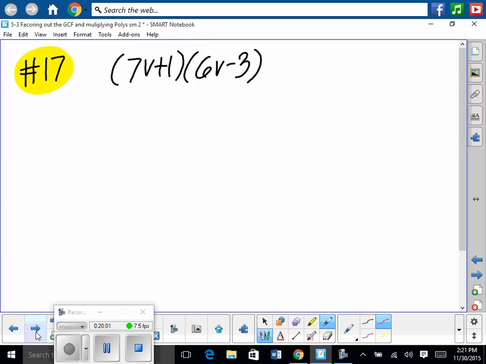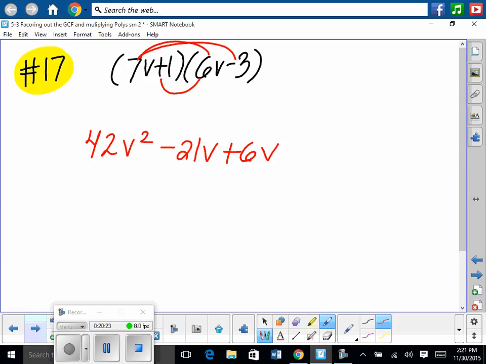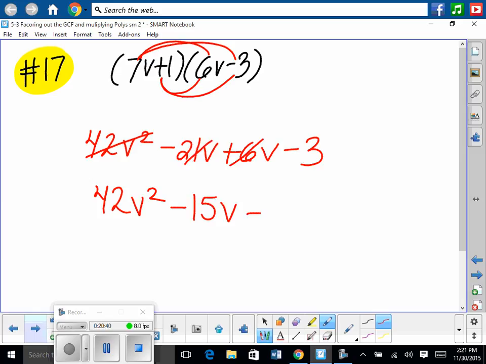Okay, I'm going to do number 17 with you. 7v plus 1 times 6v minus 3. Once again, we're multiplying these things, so we're going to distribute. 6v times 7v is 42v squared. 7v times negative 3 is negative 21 v's. Positive 1 times positive 6v's is positive 6v's. Positive 1 times negative 3 is negative 3. So then from there, we're going to combine all like terms. 42v squared, we know we can't combine those with our v's. Negative 21v's plus 6v's is negative 15v's. And then minus 3.